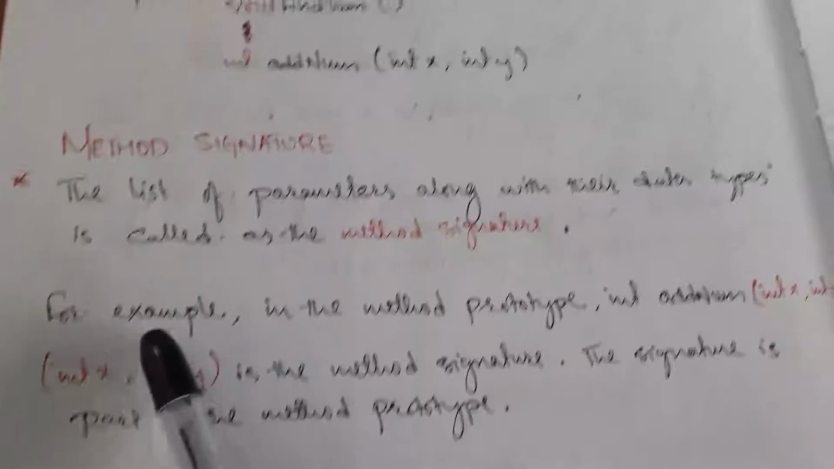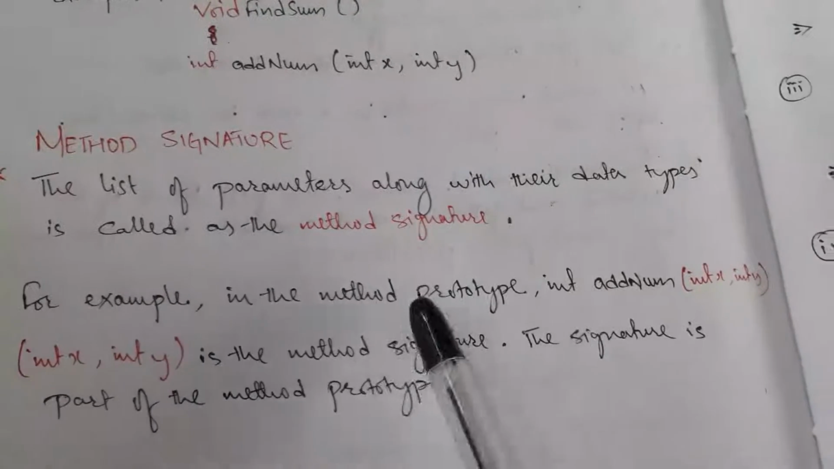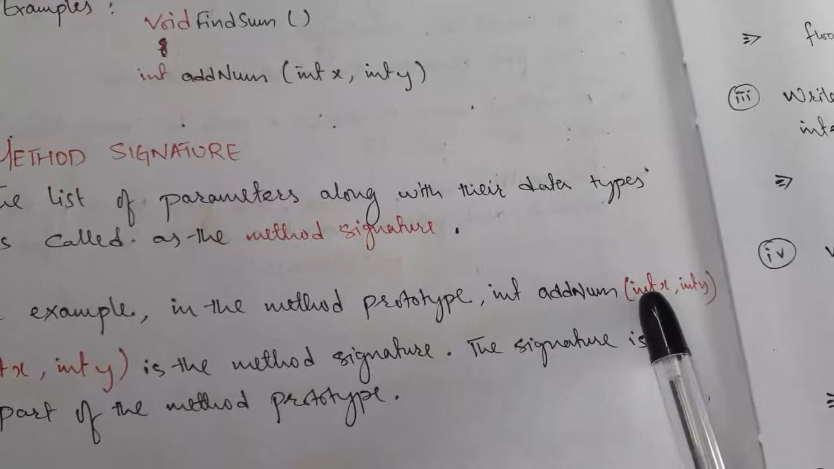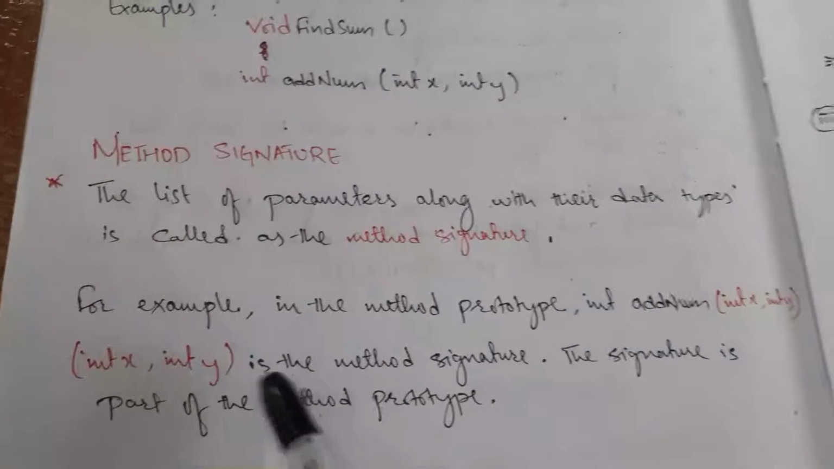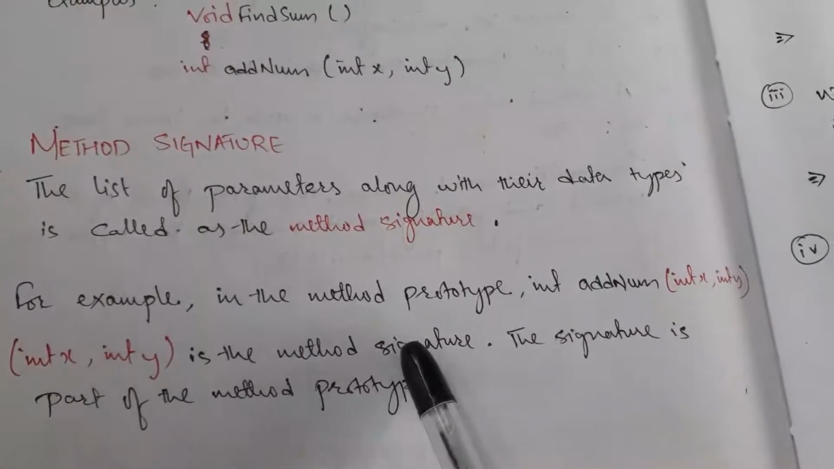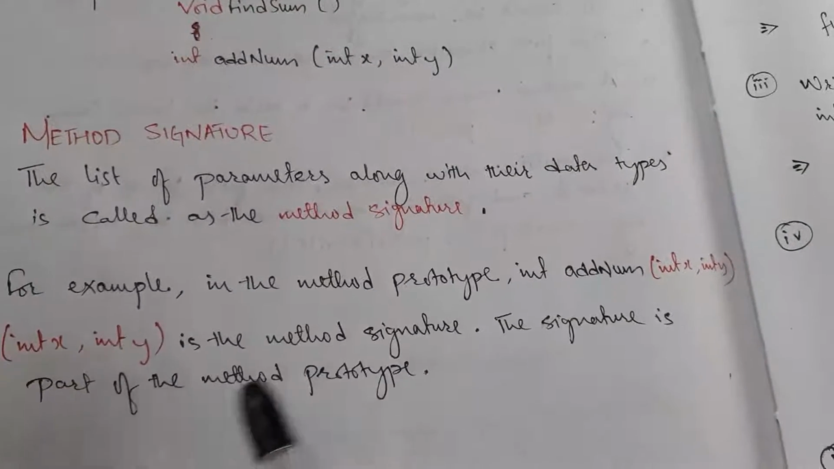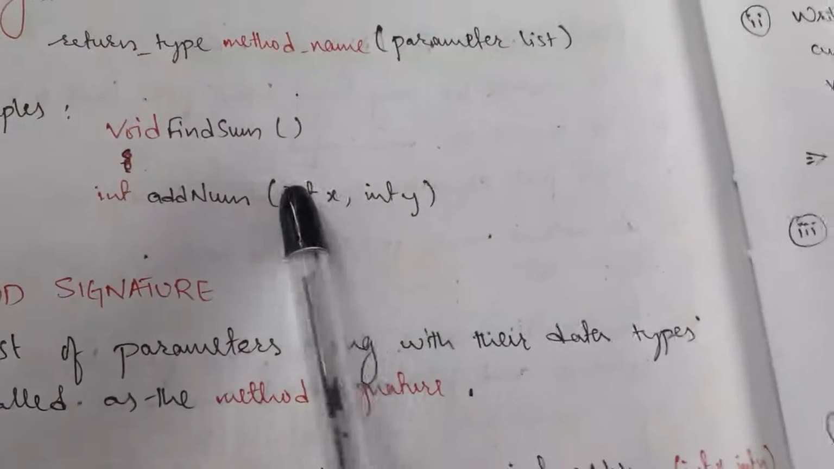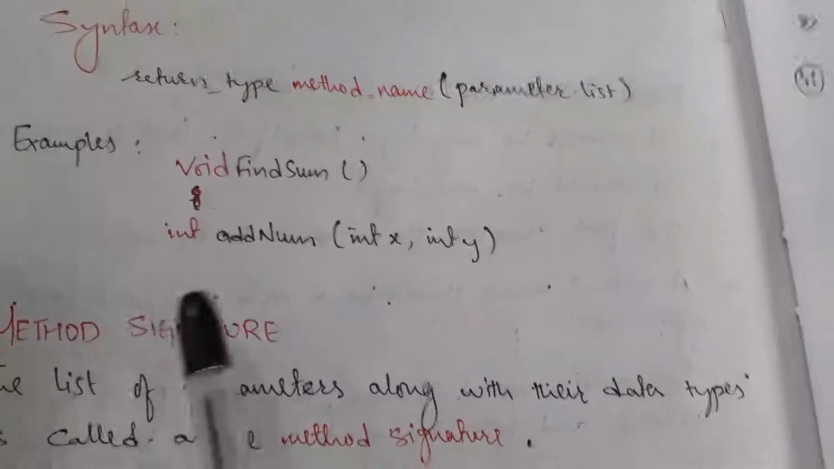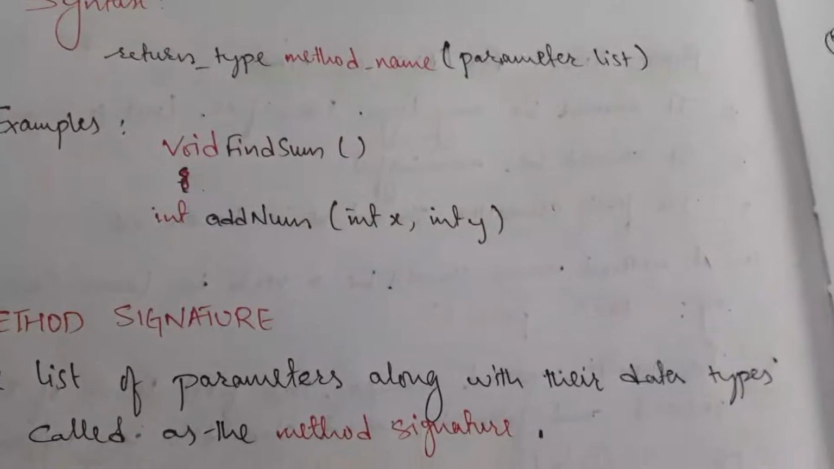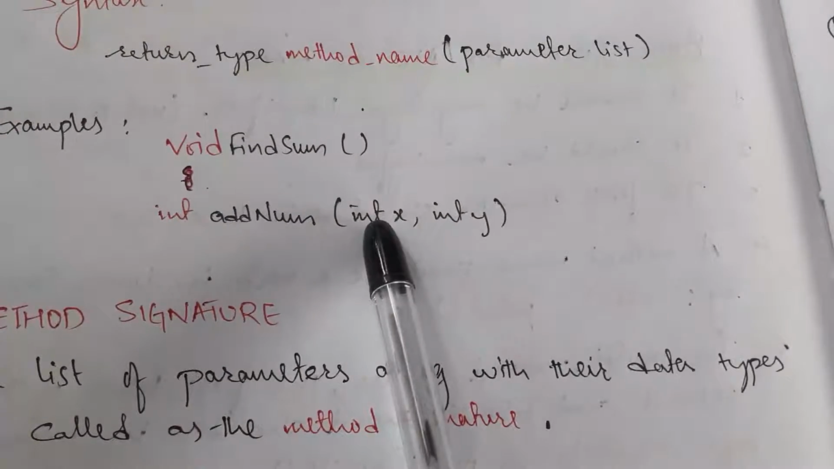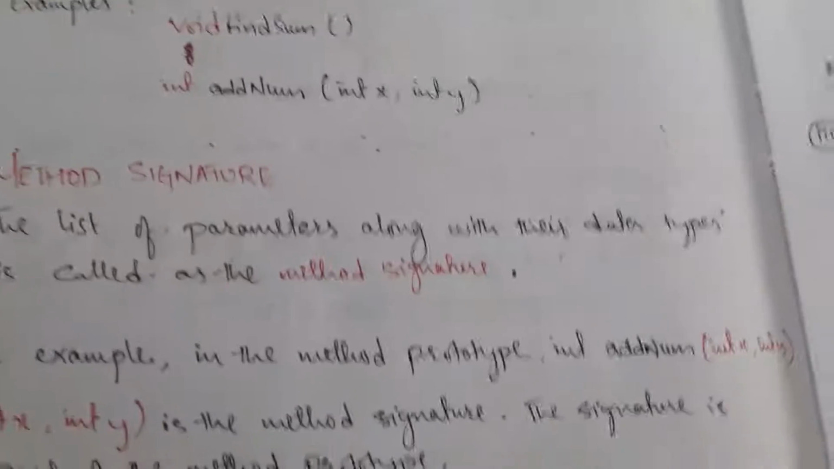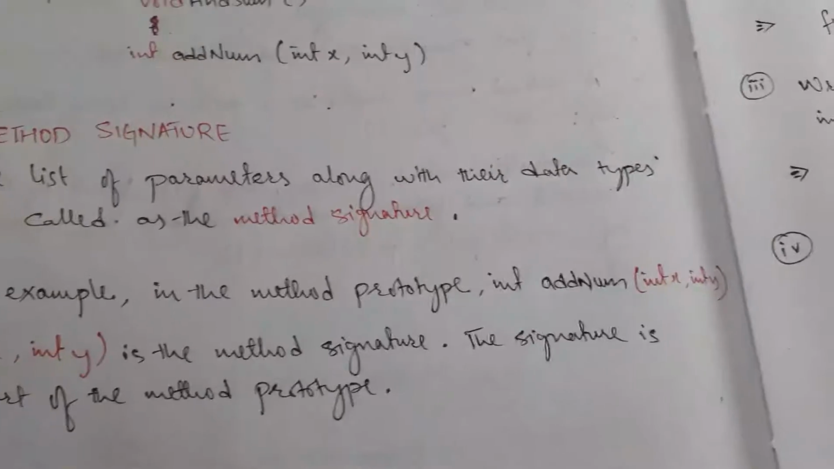Remember this. For example, in the method prototype int addNum(int x, int y), where addNum is the name of the method, int x, int y is the method signature. Whatever parameter is defined along with its data type is considered the method signature in the method prototype. And remember, my dear students, the method signature is also a part of the method prototype only.